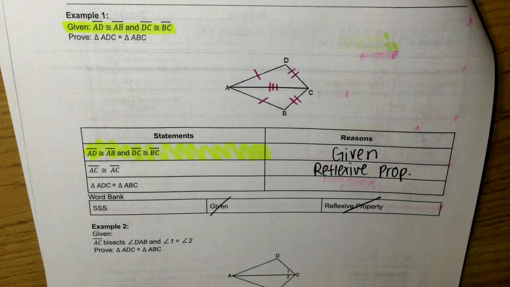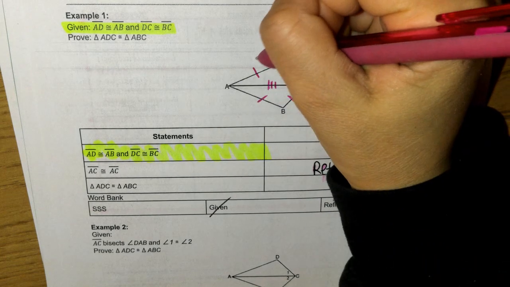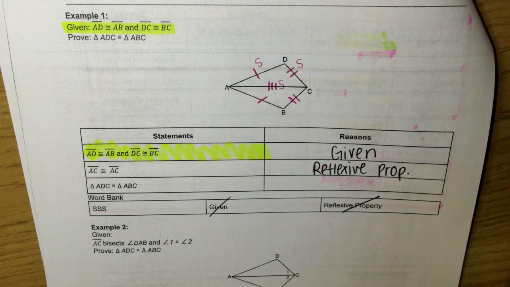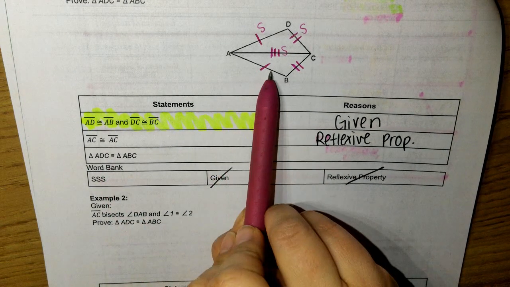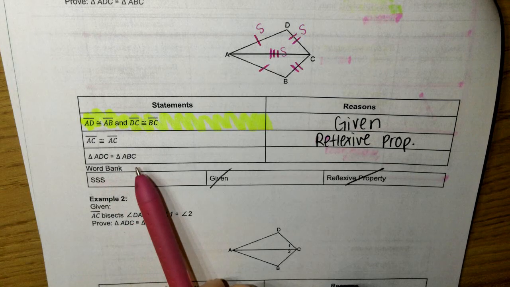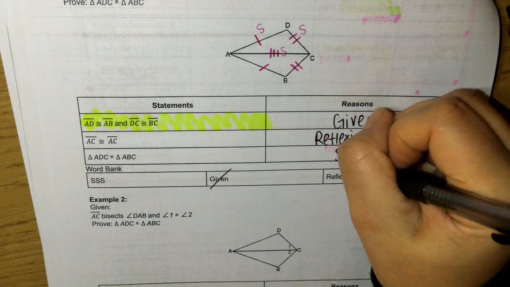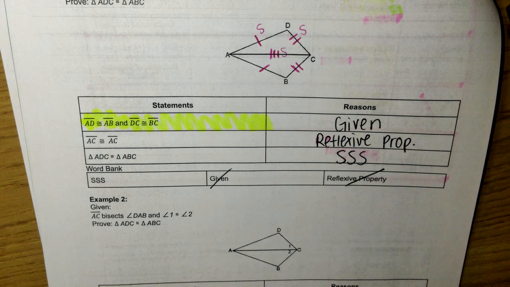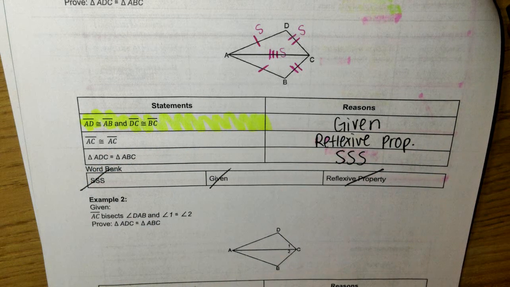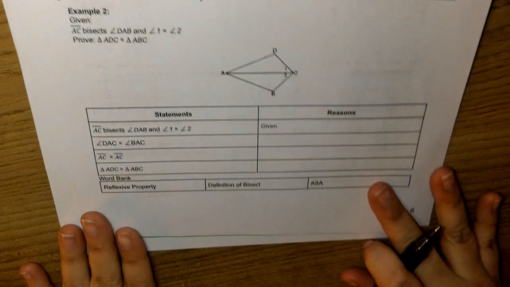Used up that. I gave it 3 tick marks. Hey, I got a side, a side, a side. I know that this triangle is going to be congruent to this triangle. So triangle ADC is congruent to ABC because of our side, side, side congruence. Now, if you didn't have a word bank, go back and mark up your S's, your A's, whatever was provided for you. All right, that was a pretty easy proof. Let's look at example 2.